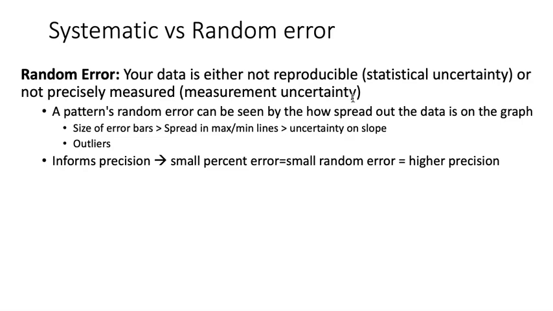It's not a judgment of how good or bad your lab is, it's just a description of your results and how they can be used to inform predictions, whether it's a precise prediction or whether there's a larger amount of random error and a larger amount of uncertainty in that prediction. And so we can look at that by looking at the size of our error bars, by looking at how spread apart the maximum and minimum lines are, and then the uncertainty on the slope of our answer, and if we have any outliers. And so it really tells us about how precise our results are. If I have a small percent error, small uncertainty on my slope, percent-wise, then I have a small amount of random error, which means more precision in my lab.